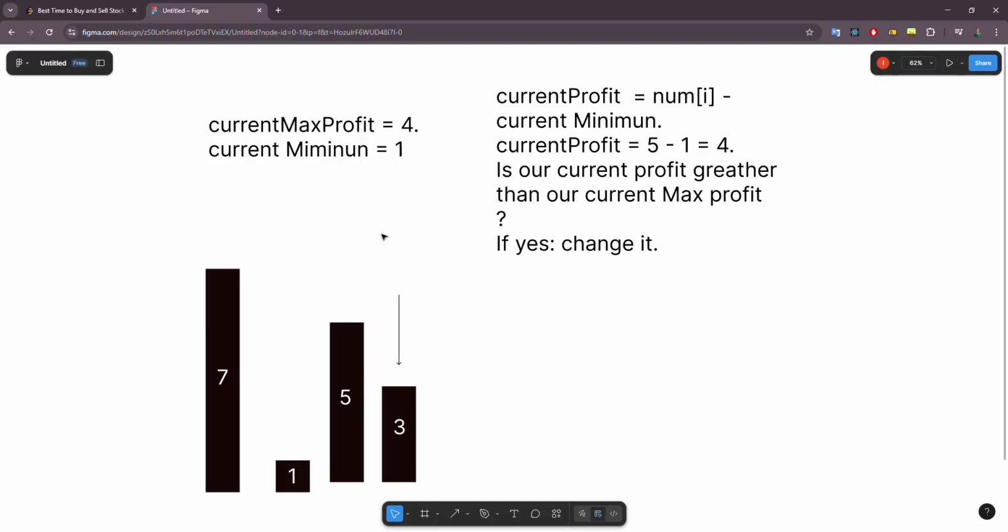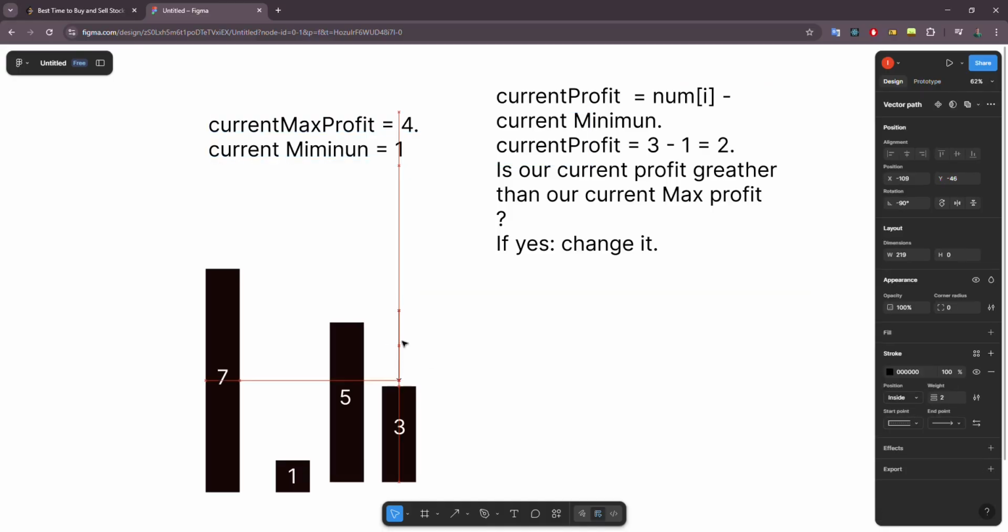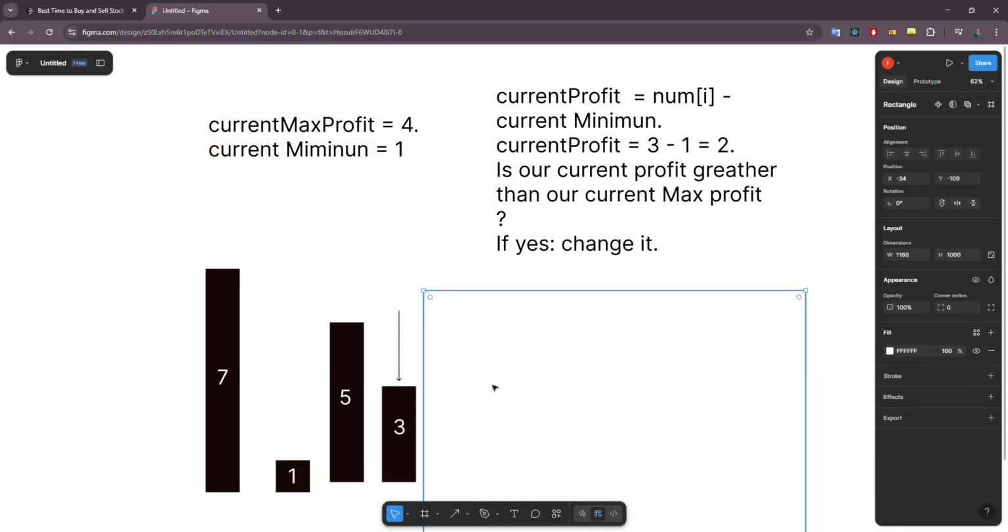Okay, so first, do we have a profit? Yeah, we have a profit right here. 5 minus 3 equals 2, but it's not greater than our current max profit, so we are not going to do anything. And because this number is lower than our current minimum, we are neither doing something here.